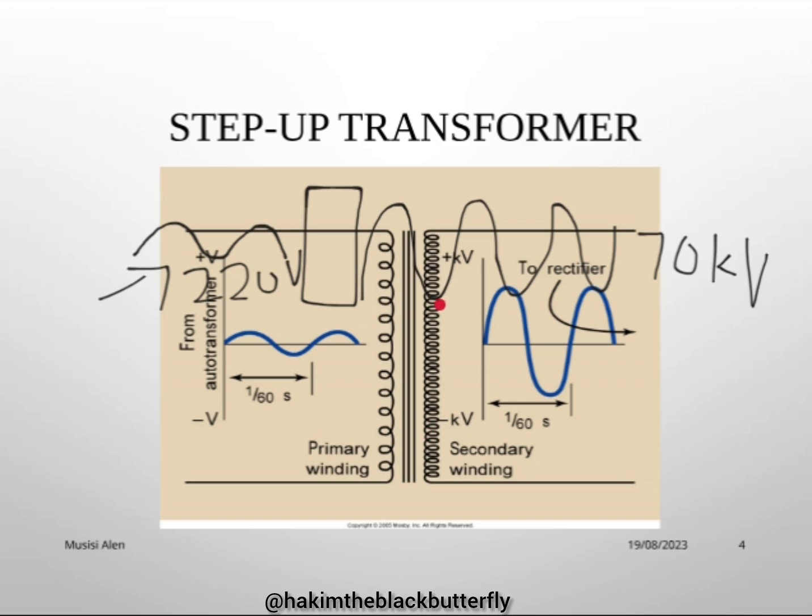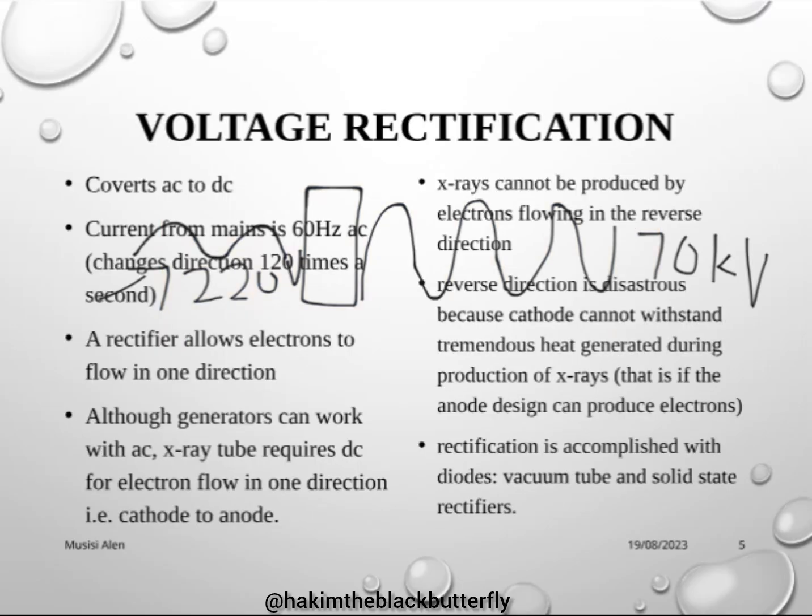So this is what I've been talking about. This is our transformer in the high voltage generator. You see the windings in the primary are fewer than the windings in the secondary. And that's why you see the amplitude of the voltage in the primary is lower and the amplitude of the voltage in the secondary is higher. And both voltages are sinusoidal. They are still alternating current.